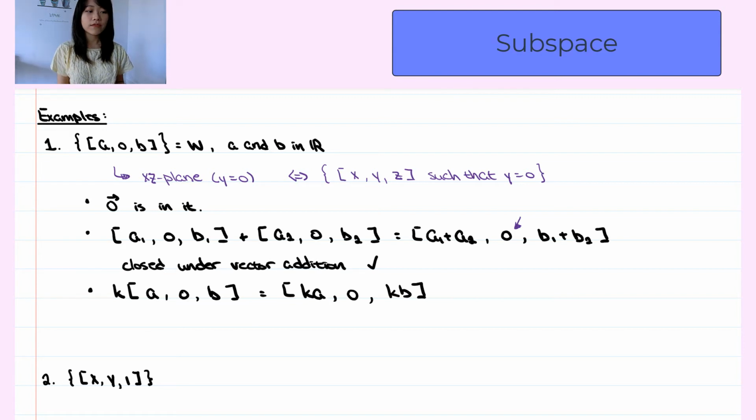So is this resultant vector still in the subset? The answer is yes, because we still satisfy the condition that the second component is 0. So the subset is closed under scalar multiplication.